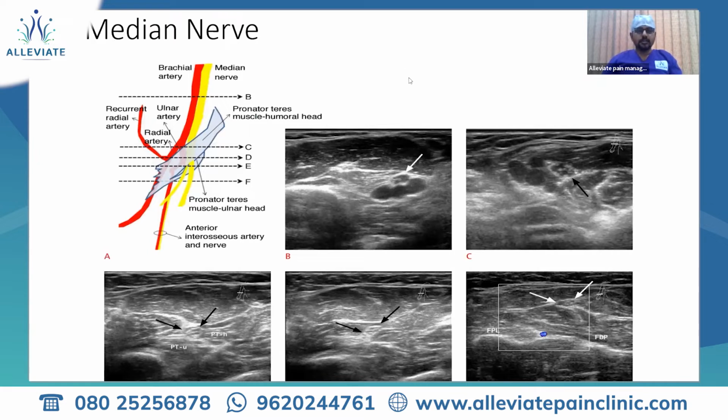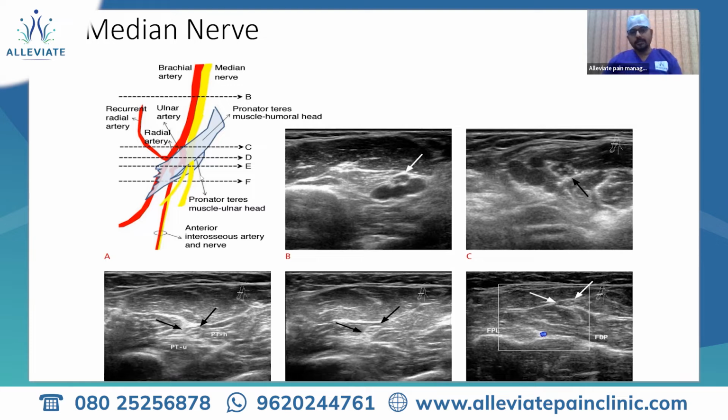You know that the median nerve in the arm is mainly on the medial side, accompanied by the brachial artery. As it reaches the elbow, it moves on to the anterior aspect. Okay, so this is the model of the elbow. Once it is on the medial aspect of the arm over here, it moves on to the anterior aspect at the elbow. Here you can see there are different cross sections at different levels.